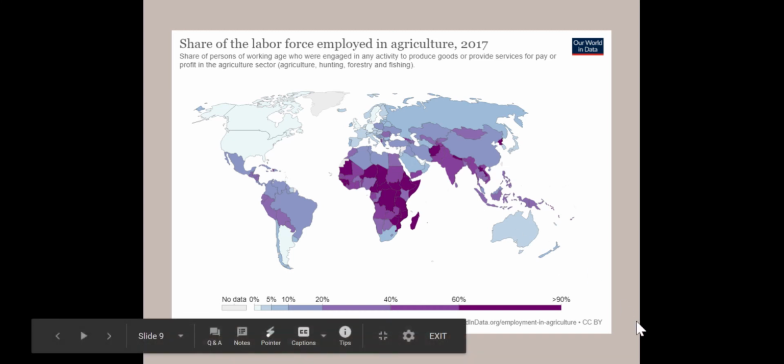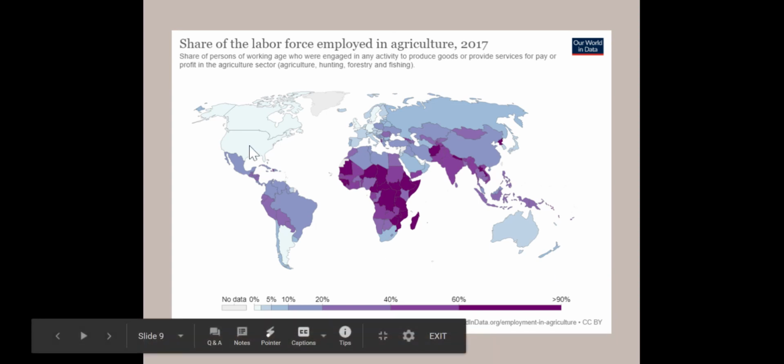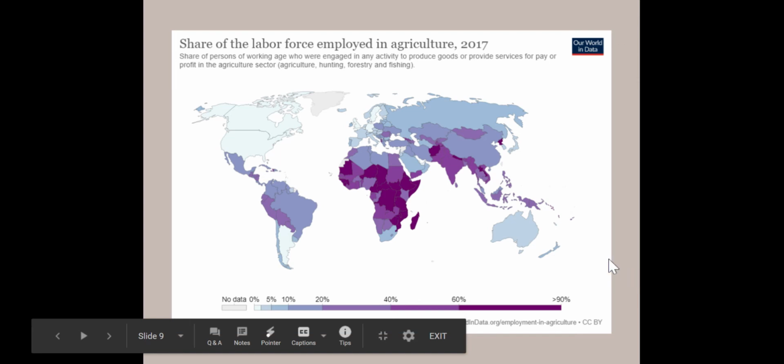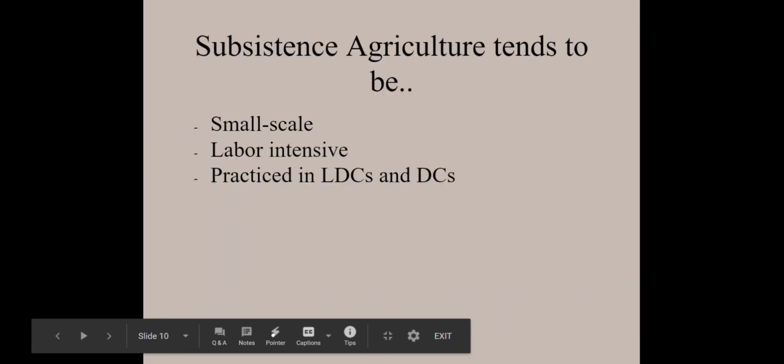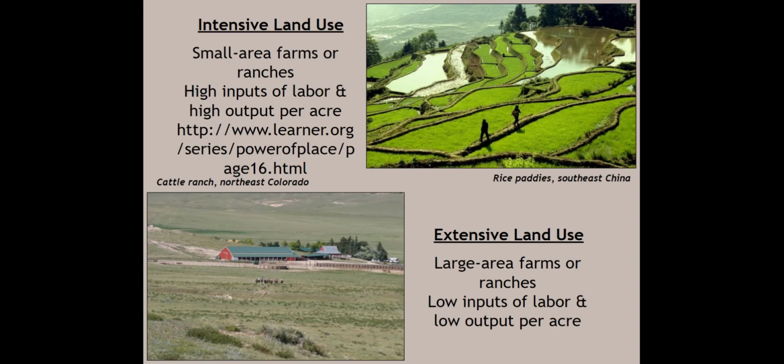This map shows you the percentage of the country that's engaged in agriculture. We see the United States and Canada between 0 and 3%, and most of the more developed world is below at least 10%. And then on the other side of the coin, we have a lot of what we would call subsistence agriculture. Subsistence agriculture tends to be smaller scale and very labor intensive. It requires the work of a lot of people, and oftentimes the really hard work of individual people. And it's practiced more in less developed and developing countries.